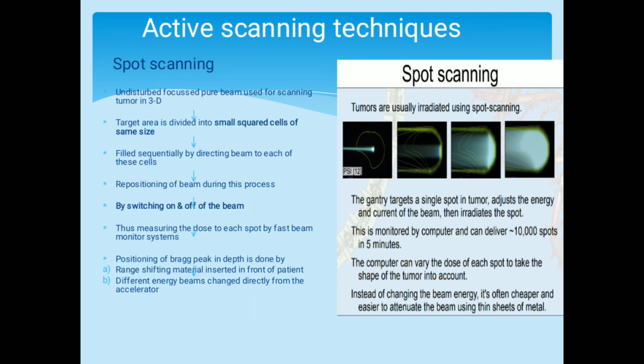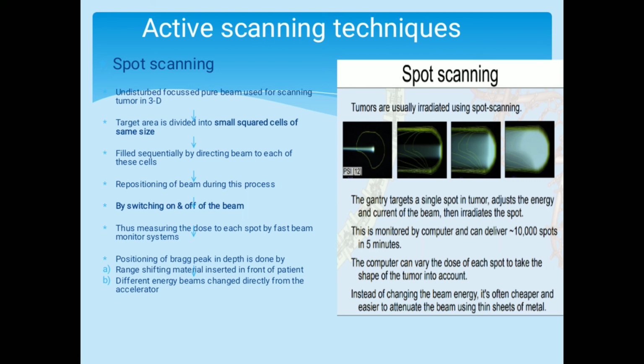Active scanning technique. Spot scanning. An undisturbed focused pencil beam is used for scanning the tumor in 3D. The target area is divided into small square cells of the same size, filled sequentially by directing the beam to each of these cells. Repositioning of the beam during the process is done by switching the beam on and off, thus measuring the dose to each spot by fast beam monitor systems.